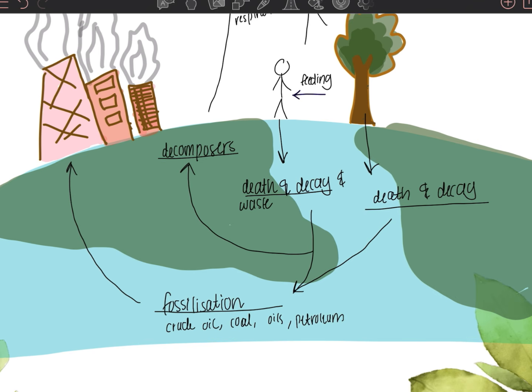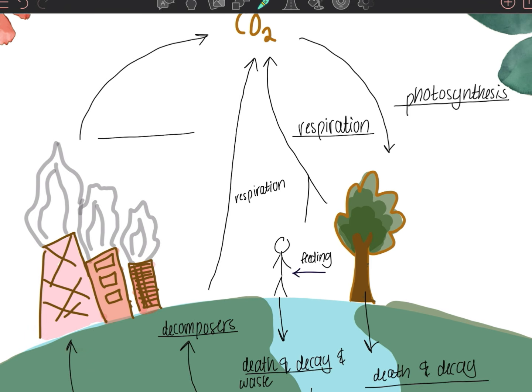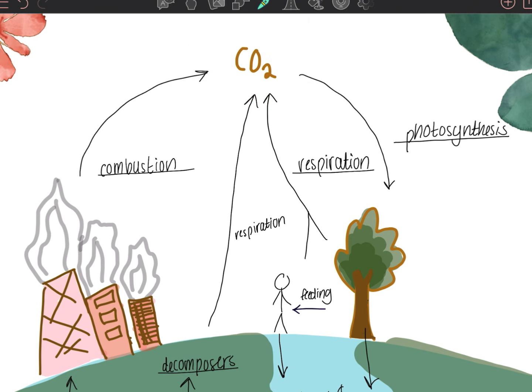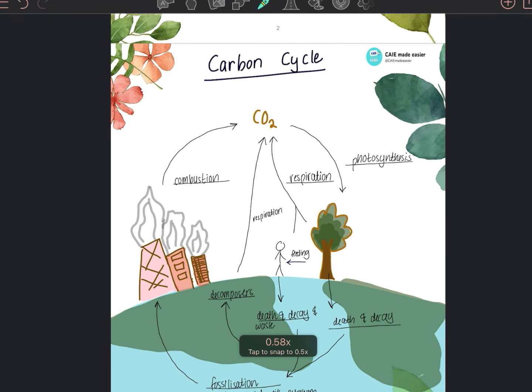Okay, when these fossil fuels are burned in factories, this process is known as combustion. It is the burning of these fossil fuels to get energy. Carbon dioxide is the byproduct of this process as well, and carbon dioxide is released back to the environment. So this is all about the carbon cycle that you need to know.